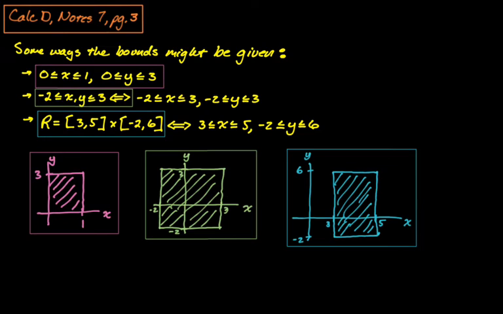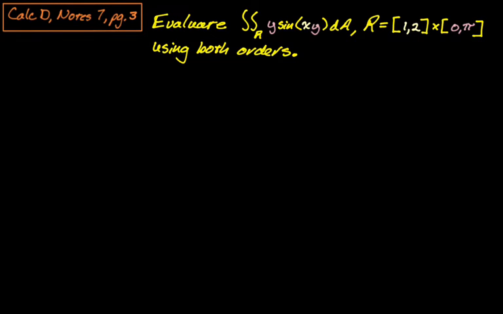All right, now what I'm going to do is I'm going to do an integral in two different ways. So we want to evaluate the double integral over the region, and our integrand is y sine of xy, and then dA, which means we get to pick the order that we want to integrate. And then R is x goes from 1 to 2, and y goes from 0 to pi.